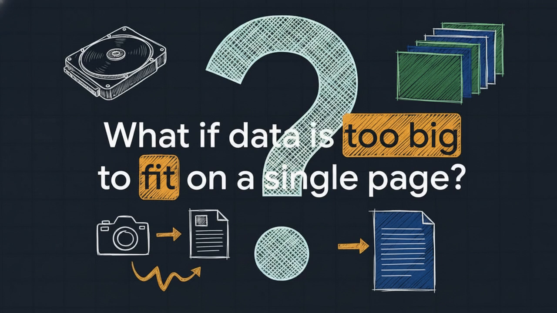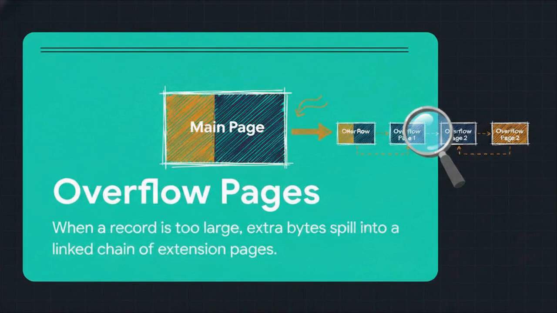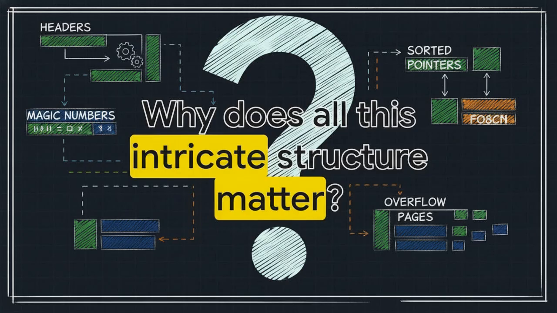Now, this system is incredibly efficient, but it does bring up a pretty obvious question. What happens when you've got a massive piece of data, like a really high-resolution video or a huge document, that is just too big to fit on one of these fixed-size pages? And the solution for this is actually pretty elegant. The system uses what are called overflow pages. A chunk of the data lives on the main page, but the rest of it just spills over into a linked chain of one or more of these extra pages. This is great because it keeps that primary page structure super clean and fast, while still letting you store data of pretty much any size you can imagine.